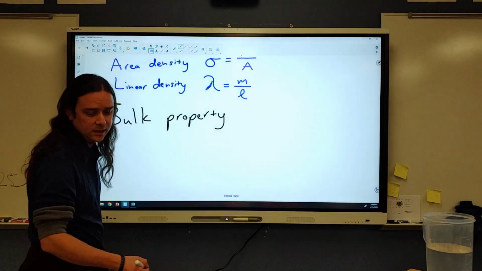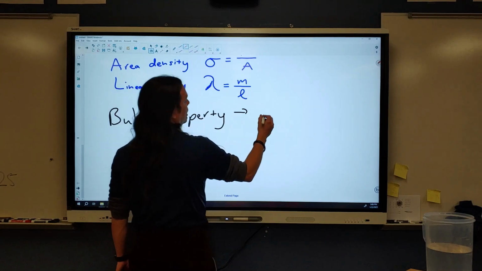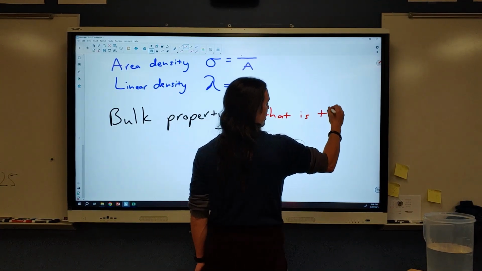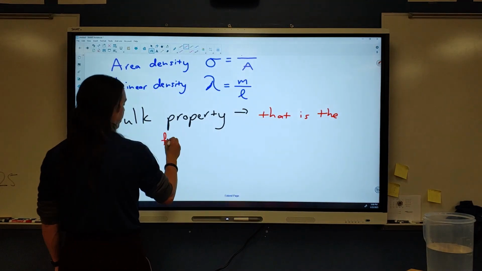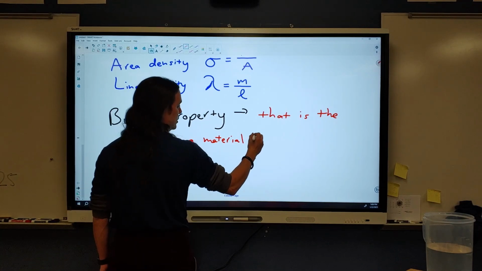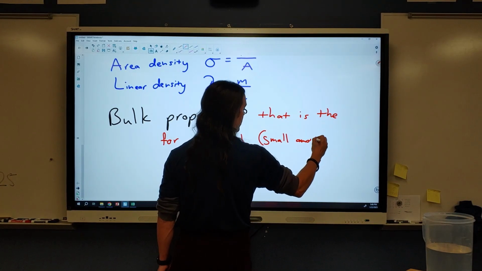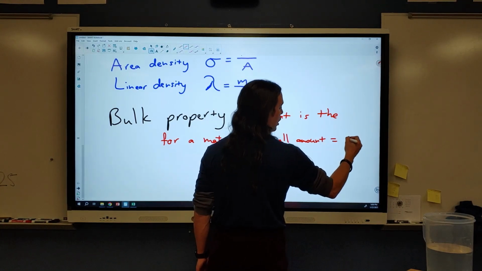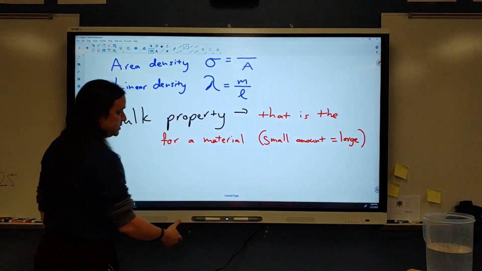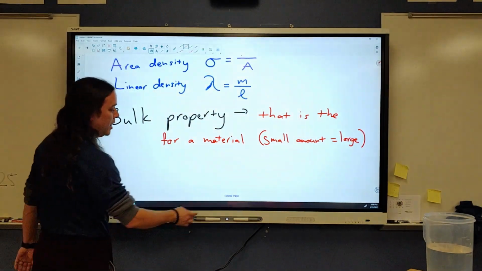Basically what that means is it is a property, a number that is the same for a material. And what I mean by that is the number stays the same if you have a small amount or a large amount. So a good example on this is we're about to get into. In fact, hey, that's actually one of the next things for us to bring up.